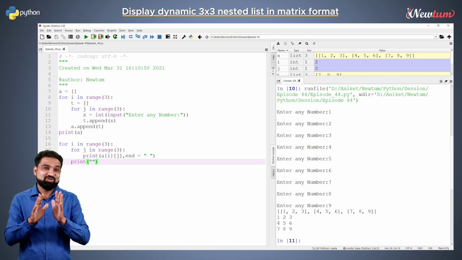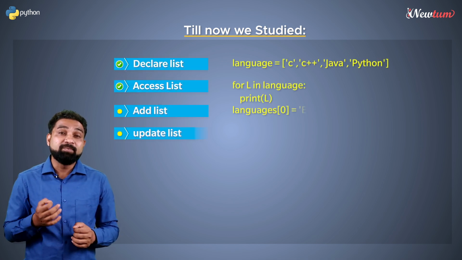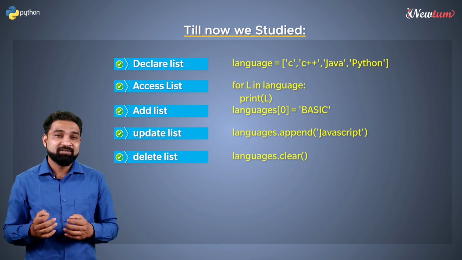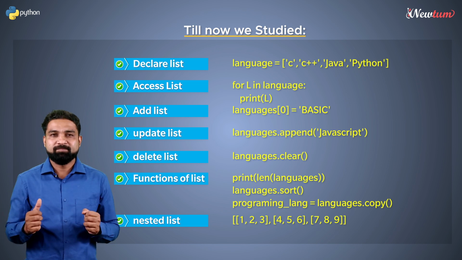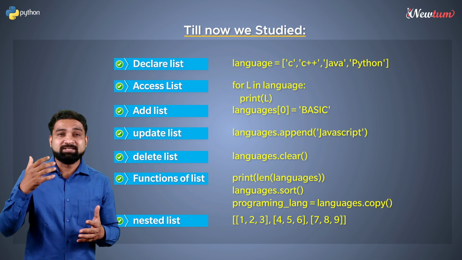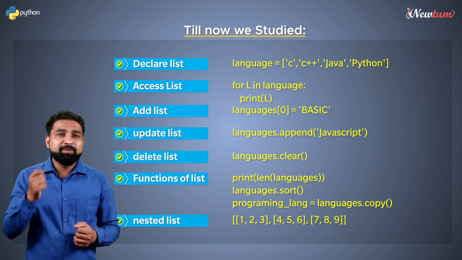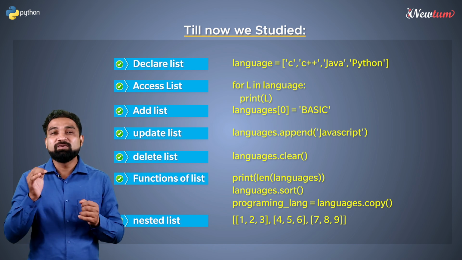Well, list is over now. We have learned how to declare list, access list, add and update list, delete list, few functions of the list, and even the nested list. We will be using list in many of our future and complicated examples. You will have a more precise understanding then. Please practice more to understand the real life use of list.